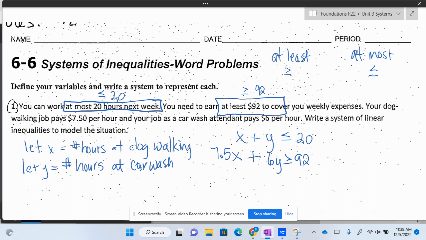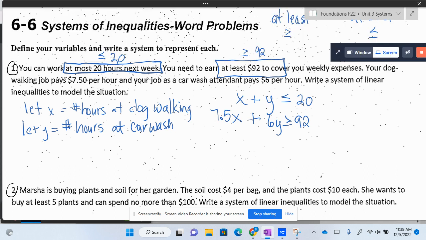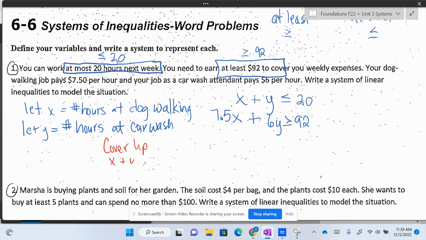Okay, so here is what we're going to do first. I'm going to remind you guys of one thing. Do you remember when you learned the cover-up method? It was kind of like your most favorite method. So if I look at this, x plus y is less than or equal to 20. If I covered up the y, that means x equals 20.